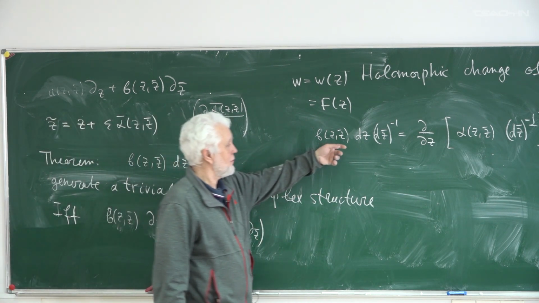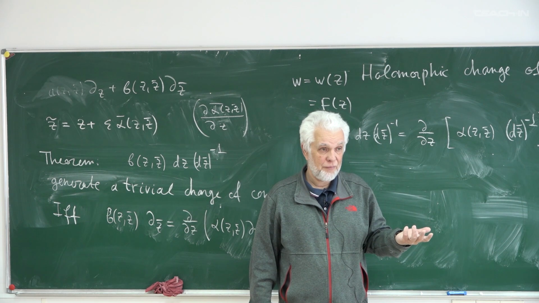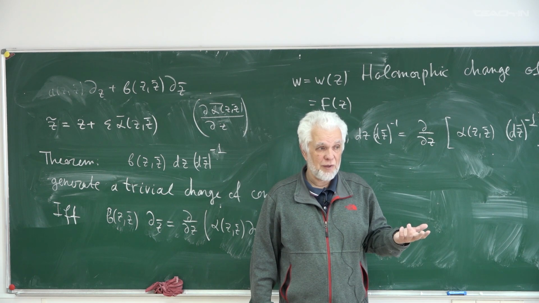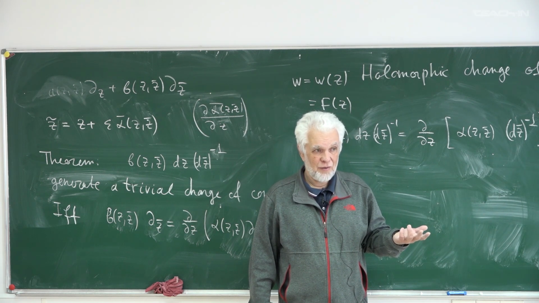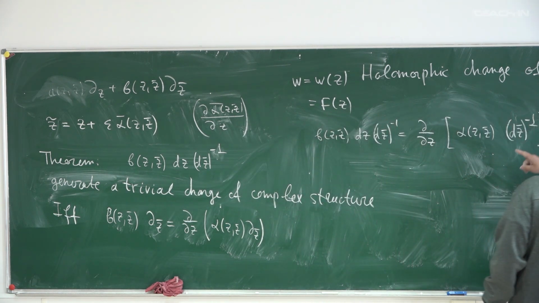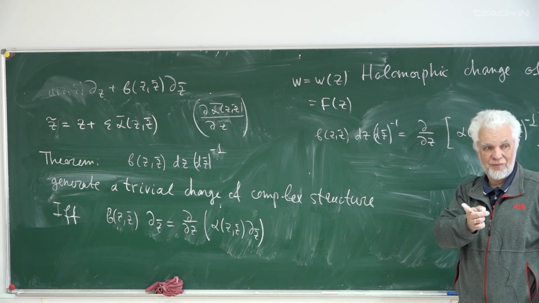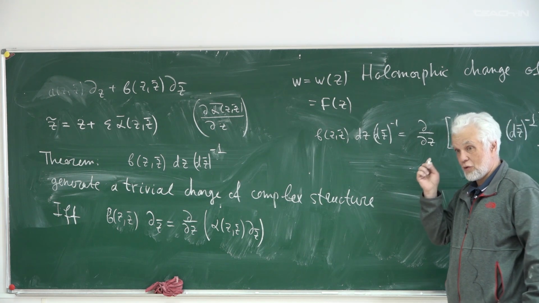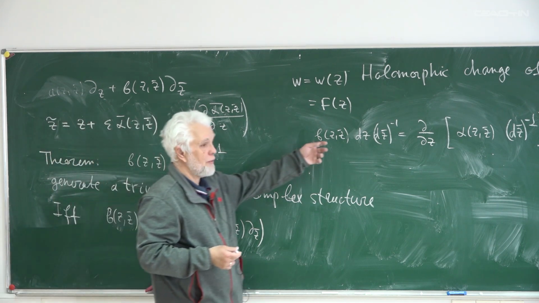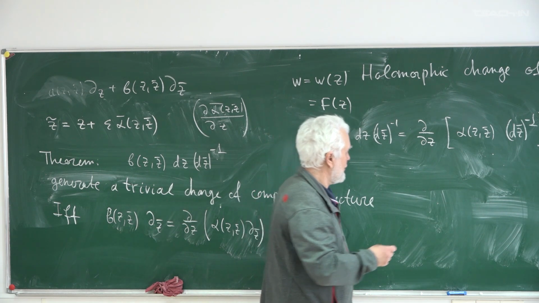If this Beltrami differential can be represented as D of a vector field of type 0 minus 1, then this change of coordinates is trivial. So we have to calculate the factor space of Beltrami differentials. So we have the space, okay.